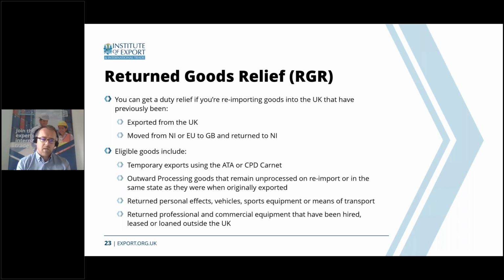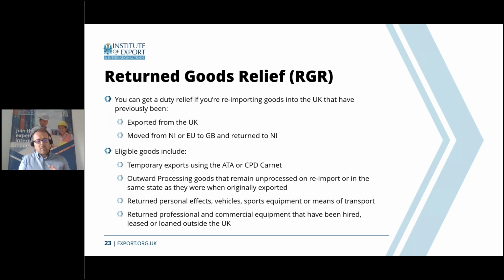Specific scenarios where these goods could be eligible would include temporary exports, where an ATA carnet has been used, or a CPD carnet for vehicles. Goods that moved out under the outward processing customs special procedure, perhaps they remain unprocessed when they come back to GB, and so they're in the same state as they were when originally exported. Personal effects that come back into transport, and anything that's been hired out, leased or loaned outside the UK, any professional commercial equipment, they would all be eligible for return goods relief. So it can be done in the usual way for a customs declaration.